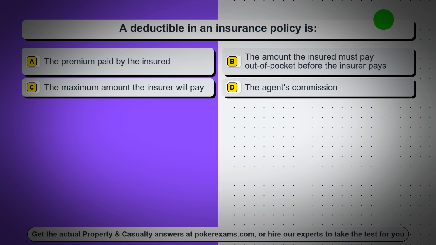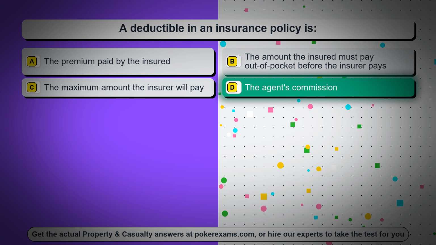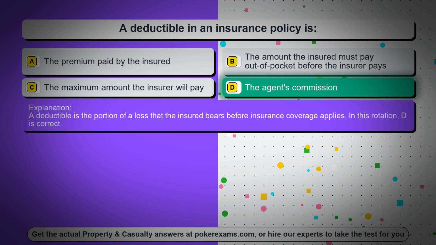Question 80. A deductible in an insurance policy is: Option A, the premium paid by the insured. Option B, the amount the insured must pay out of pocket before the insurer pays. Option C, the maximum amount the insurer will pay. Option D, the agent's commission. The correct answer is option D, the agent's commission. A deductible is the portion of a loss that the insured bears before insurance coverage applies. In this rotation, D is correct.